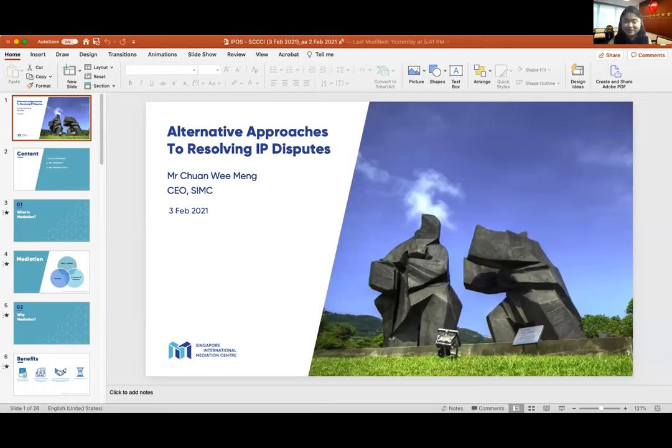Now, moving forward, our third speaker for today is Mr. Chuan Wee Ming, Chief Executive Officer at SIMC. Mr. Chuan would like to be sharing on how mediation can benefit businesses and individuals in settling their IP disputes via SIMC. Along with him, he'll also be sharing some successful case studies. So without further ado, passing over to Wee Ming. Wee Ming, over to you.